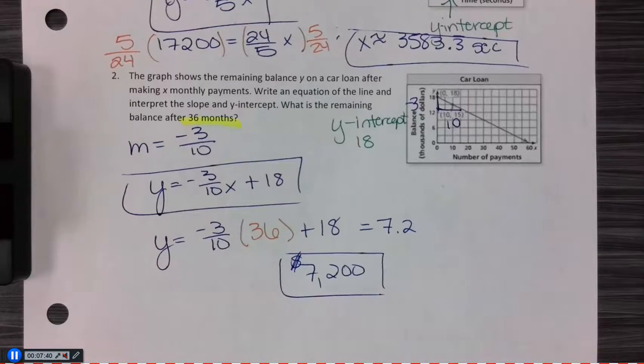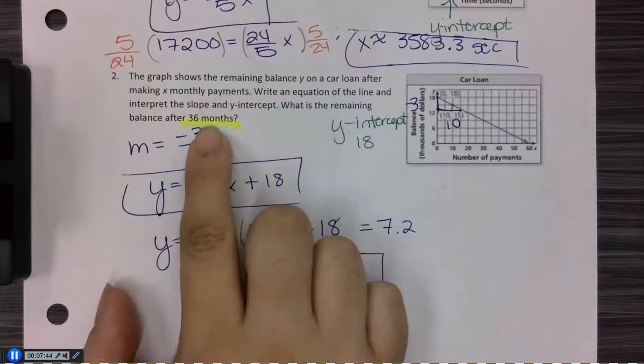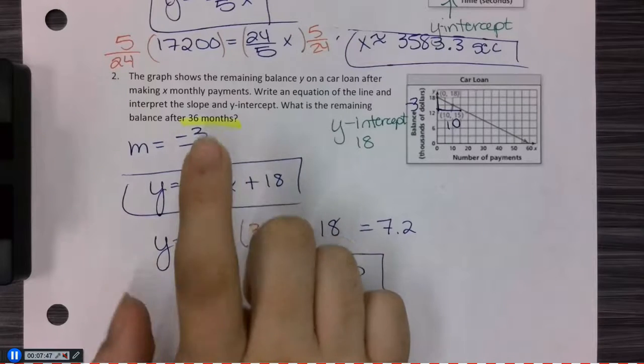How did I get the 36? That came from, oh, I froze that. That came from the problem. Any other questions?